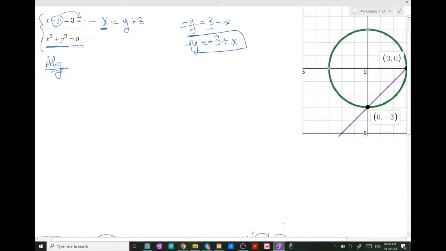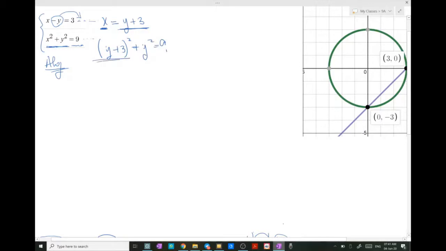Is it the same as having y as the subject? Yes, it is the same, and I'm now going to prove it to you. Now, replace the value for x in the second equation. You're going to have y plus 3 squared plus y squared equals 9.